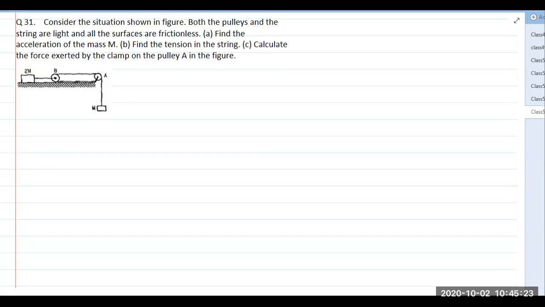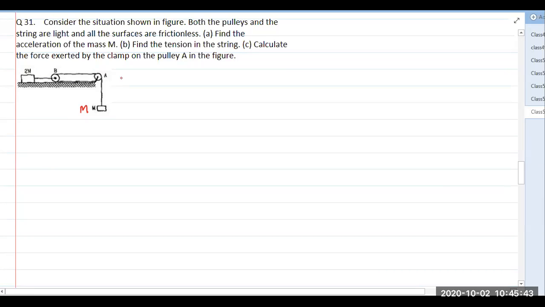So this is mass m. Find the acceleration of the mass m. Find the tension in the string. Calculate the force exerted by the clamp on the pulley in the figure. First we will see, since the string is getting pulled, we will first find the constraint relation.